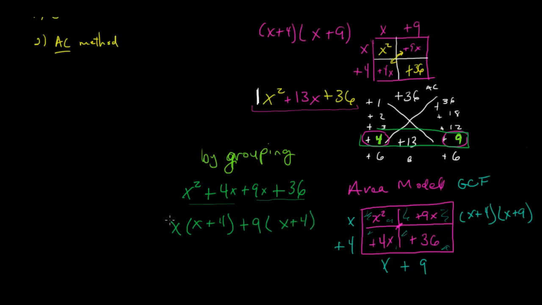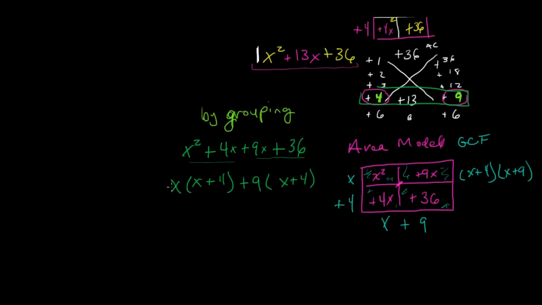And from all the practice we've done factoring by grouping, you should be able to see that these two terms share an x plus 4, and when I factor that out, I'm left with an x plus 9. And so that's factoring trinomials by grouping. This is factoring trinomials using an area model. And what should become apparent is that really they're the same thing.